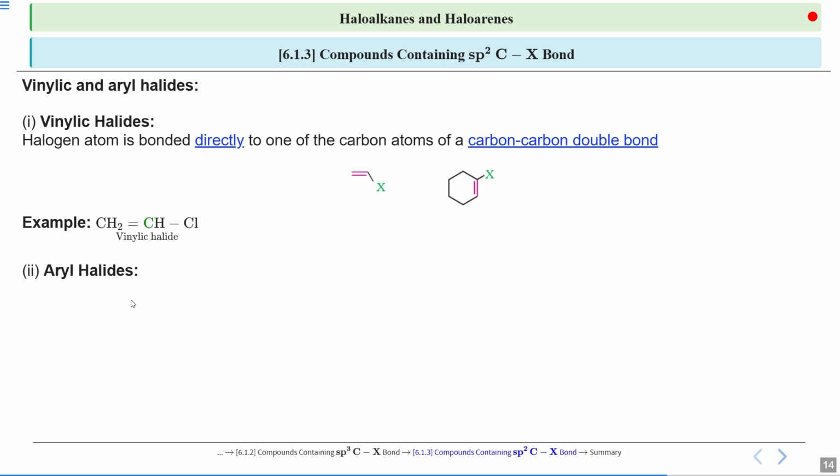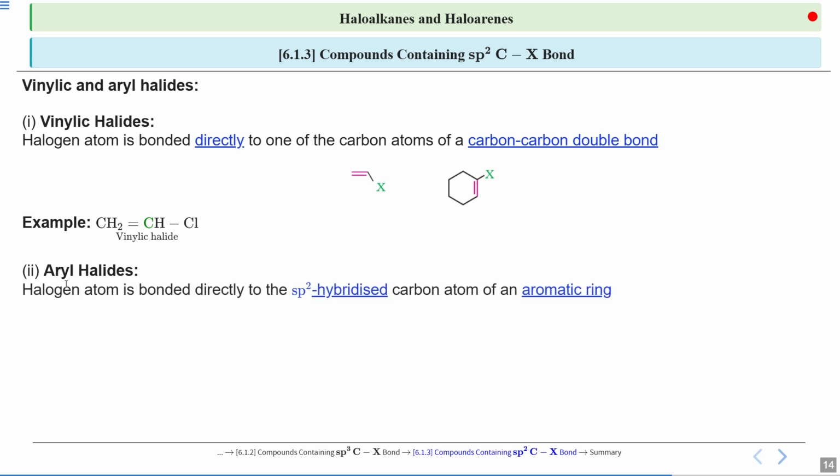Second category is aryl halides. So aryl, aromatic, right? The halogen atom here is bonded directly to an sp2 hybridized carbon atom of an aromatic ring. In aryl halides, the halogen is directly bonded to an aromatic ring. You can see the diagram. Here the halogen is directly bonding to an aromatic ring, and this carbon is making a double bond with another carbon. That means it is sp2 hybridized.